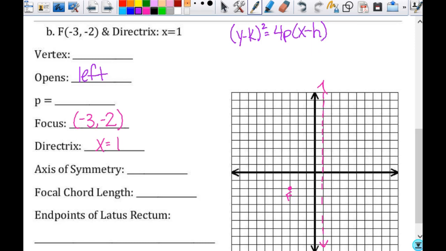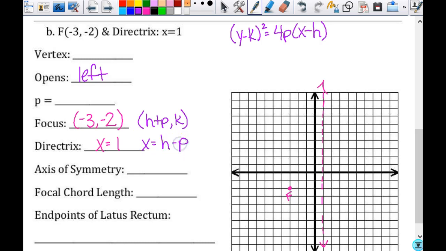All right, so they didn't give me any of the things that go in there, but I can figure them out if you understand how the focus works, right? So the focus is just h, and then plus or minus p, comma, k. Now, that's all fine and great, but still not really sure how much to add or subtract, right? Well, the directrix is just going to be x equals h what?